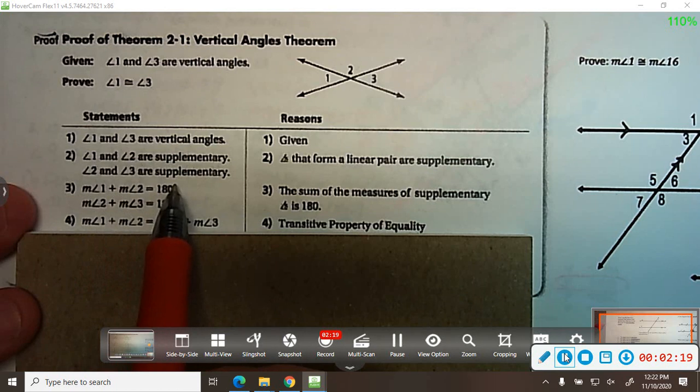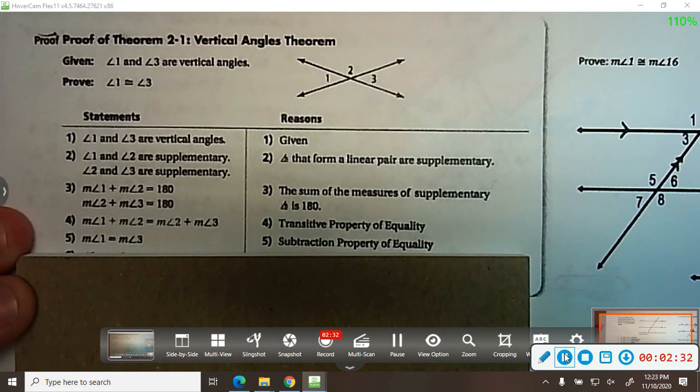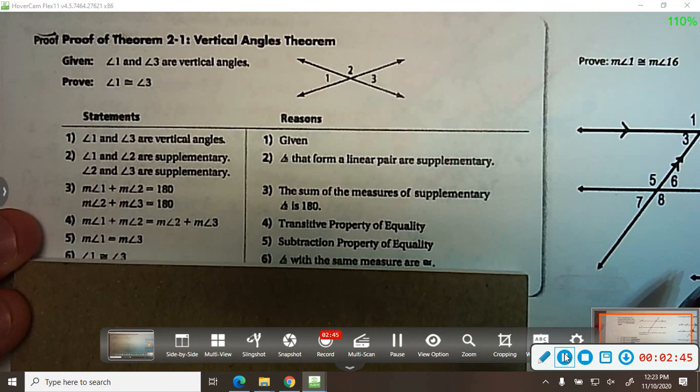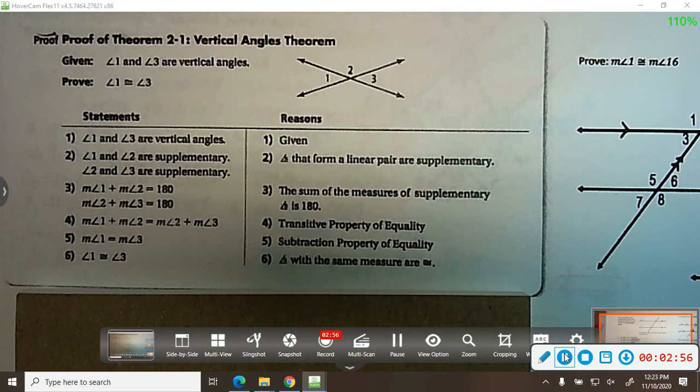Well, if 1 plus 2 is 180, and 2 plus 3 is 180, if they're both equal to 180, then they're also equal to each other. And that's called the transitive property. Now from here, I have 2 on both sides, so I subtract it away, and that's called the subtraction property. So if I go minus 2 here, minus 2 here, then I just get 1 equals 3. And now I just proved that 1 is congruent to 3 because angles with the same measure are congruent. And so I just proved the vertical angles theorem.